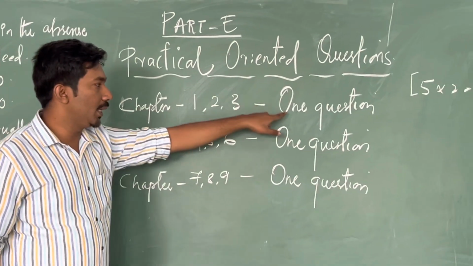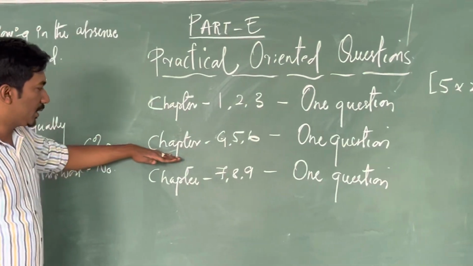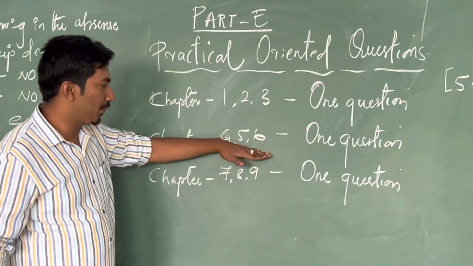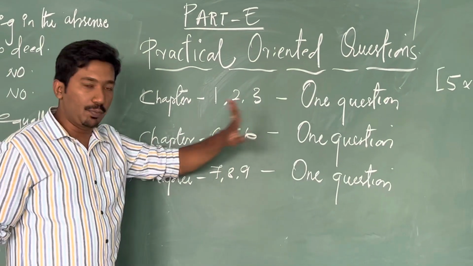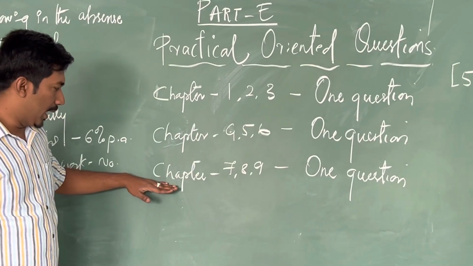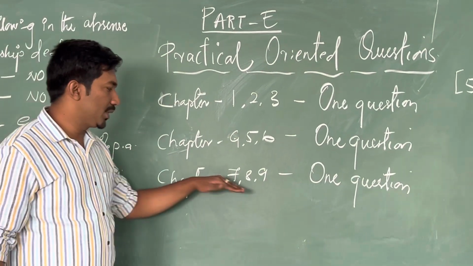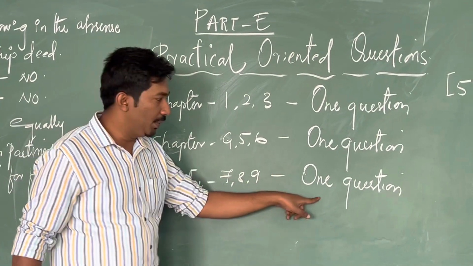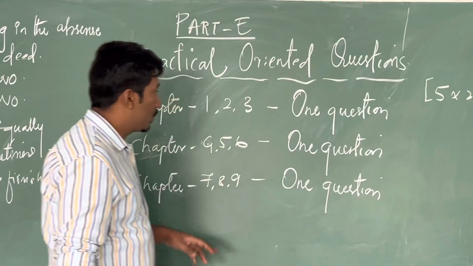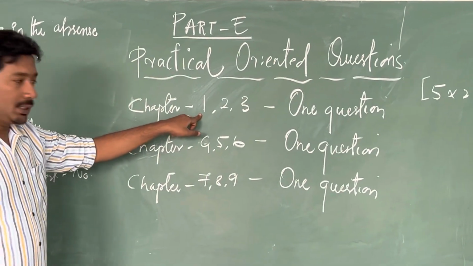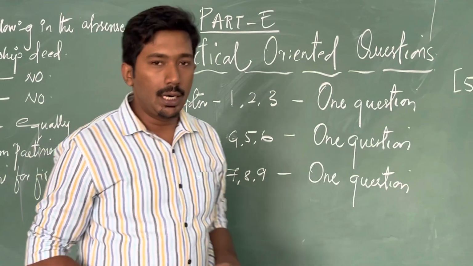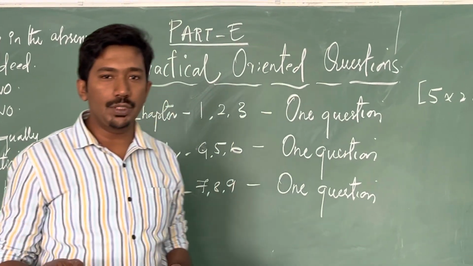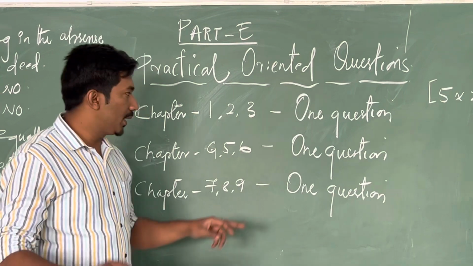and chapter 3. There will be one question, and next chapter 4, chapter 5, chapter 6, there will be one question among these chapters. Then the last question is from chapter 7, 8, 9, there will be one question. So the first chapter is non-profit organization. There will be one question, that is, classify the following items between capital and revenue.